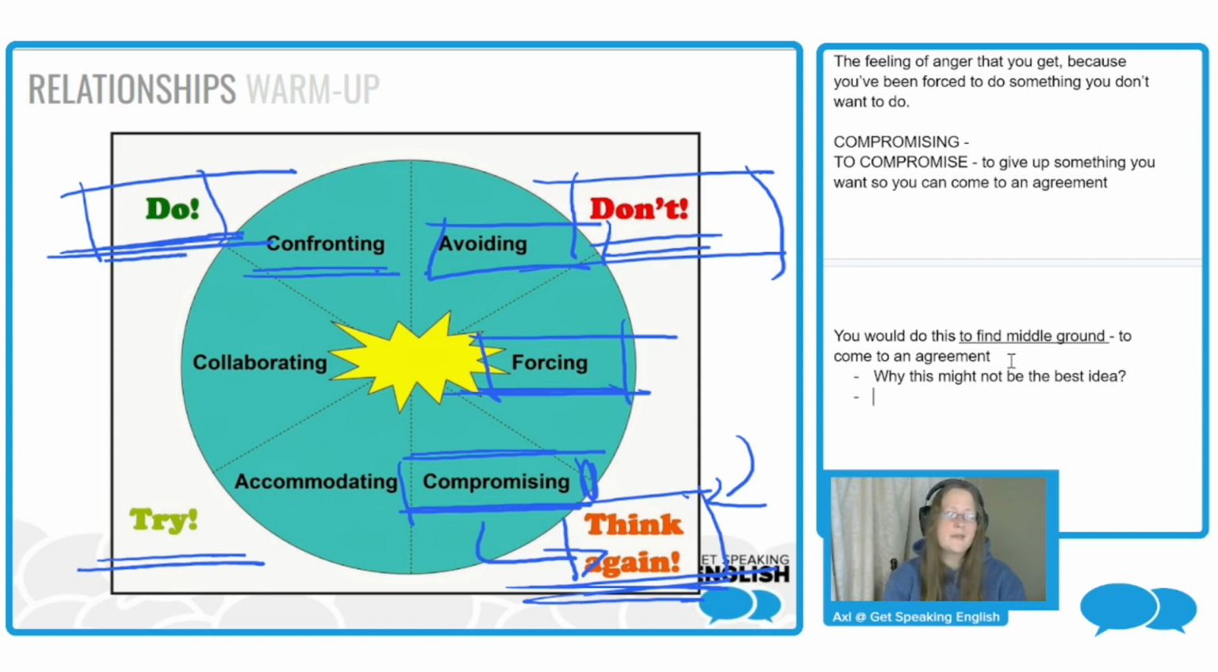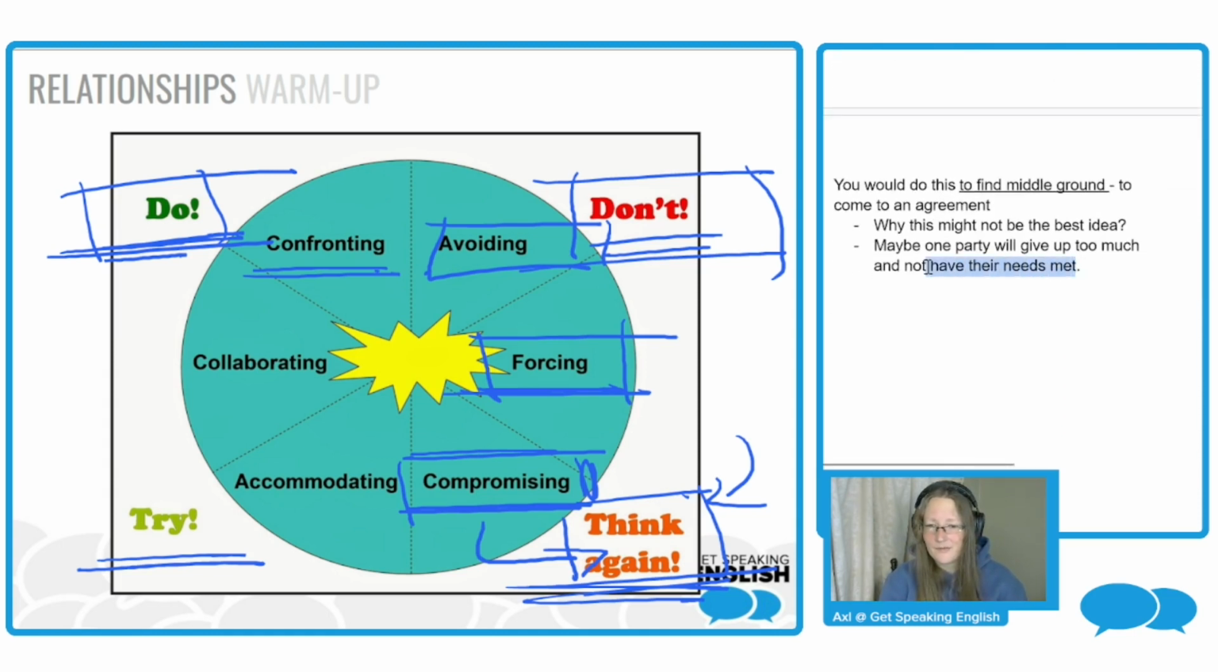I'm thinking that maybe they're just worried that one party may give up too much and not have their needs met. And this is an interesting collocation that comes up when talking about relationships and things like that. When you have your needs met, you basically get the things that you truly want, right? So you get the things that you truly need.